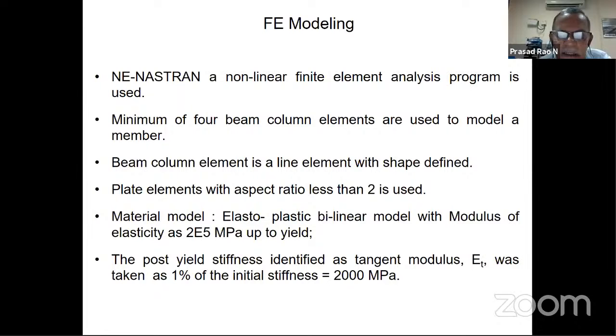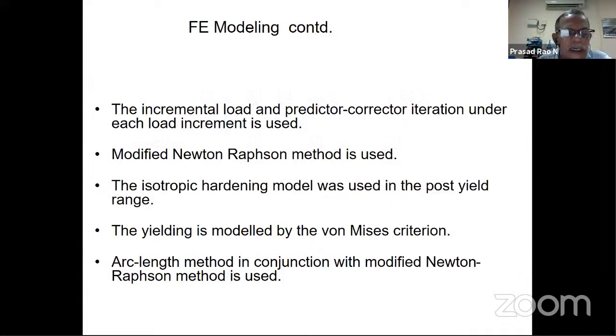So the material model is an elastoplastic bilinear model with modulus of elasticity, and post-yield stiffness identified as tangent modulus. I have approximated the stress-strain curve such that beyond yielding it is a 2000 MPa modulus, and 2e5 MPa below yielding. Incremental load and a predictor characterization is used, modified Newton-Raphson method, isotropic hardening, all these things we may be knowing. I will go to the topic.